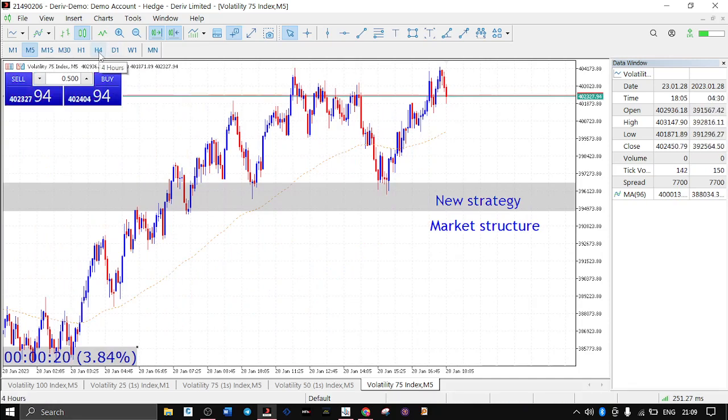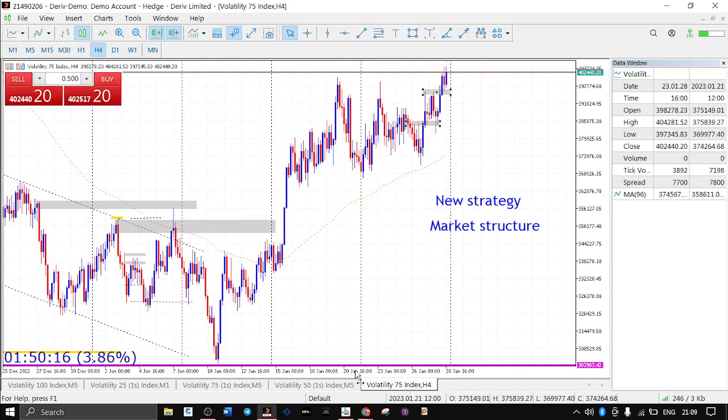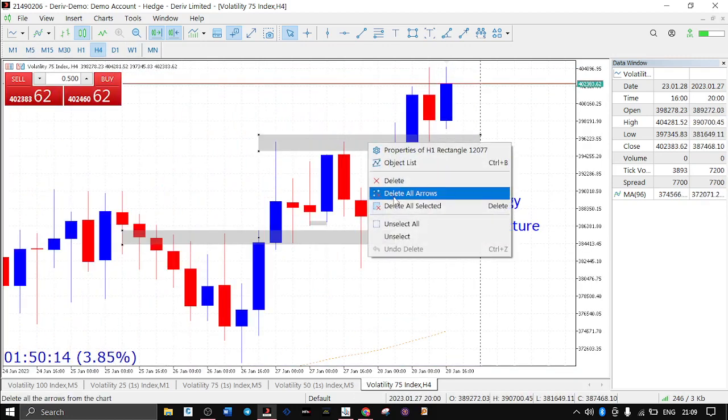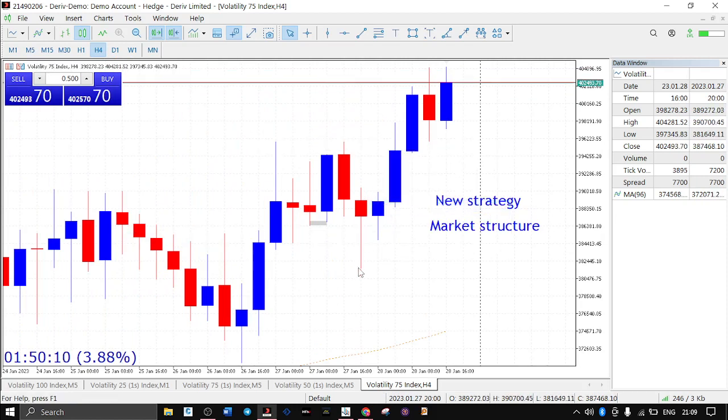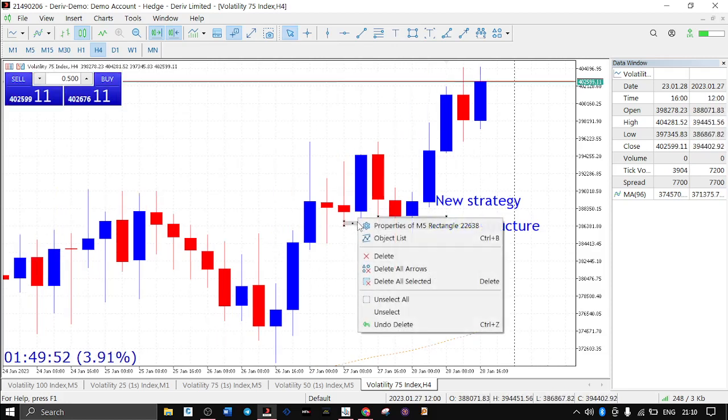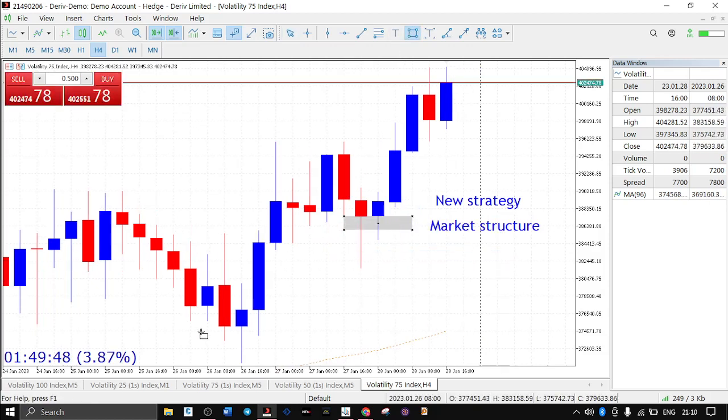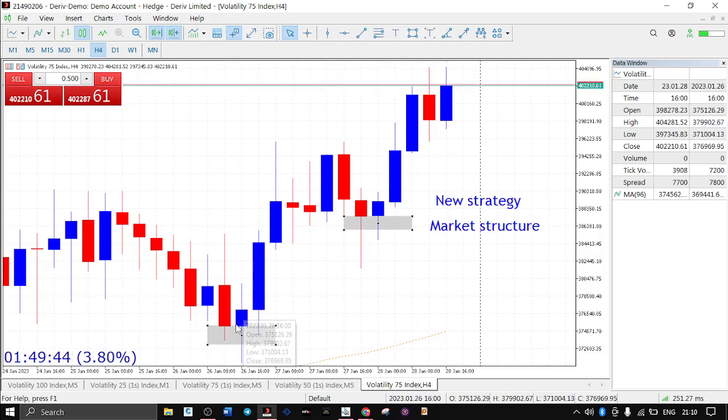Now the strategy is like this. You go on the lower time frame and identify the support and resistances. Look, you see this candle and this candle, they form a support here. Likewise, this candle, this candle here, this red candle, this bearish candle and bullish candle, they form my support region.